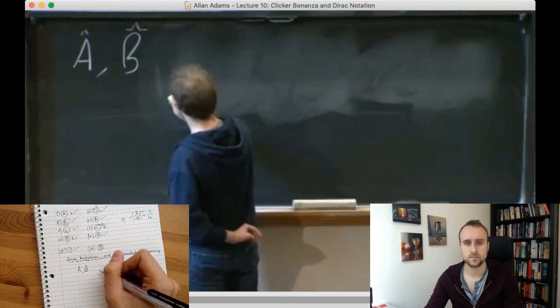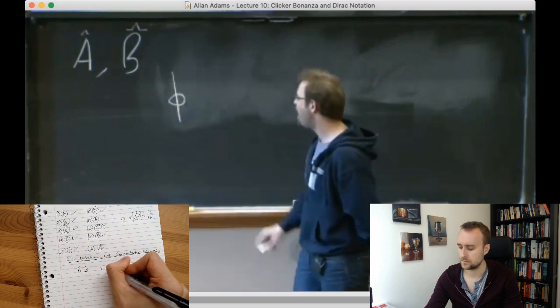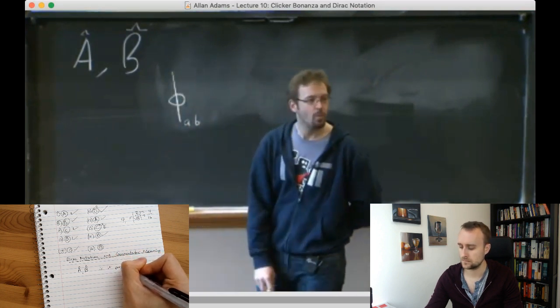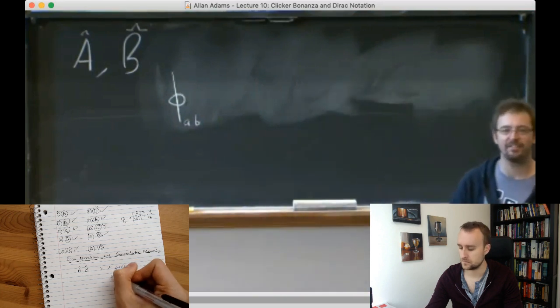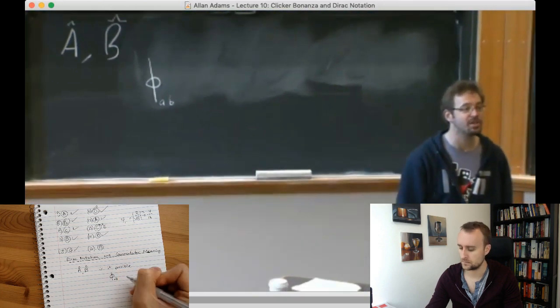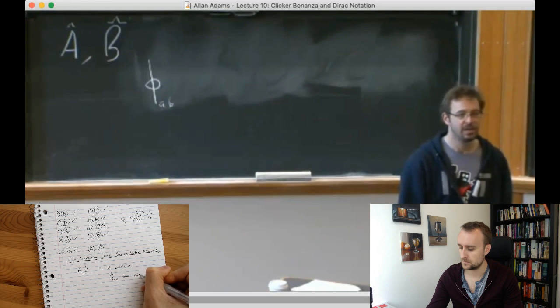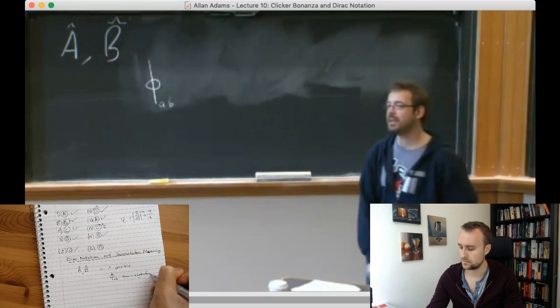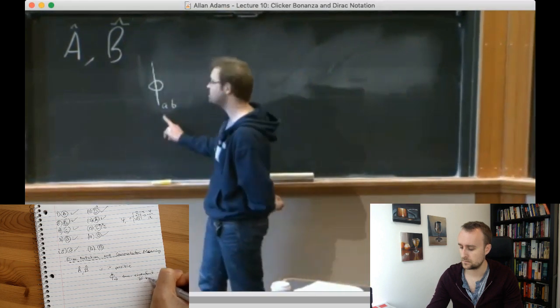And I want to ask, is it possible for there to be a function phi sub a, b which is simultaneously an eigenfunction of A and an eigenfunction of B? Now this is a pure math question. Given two operators, A and B, can you build a function which is simultaneously an eigenfunction of A and an eigenfunction of B? I will call this phi sub AB.